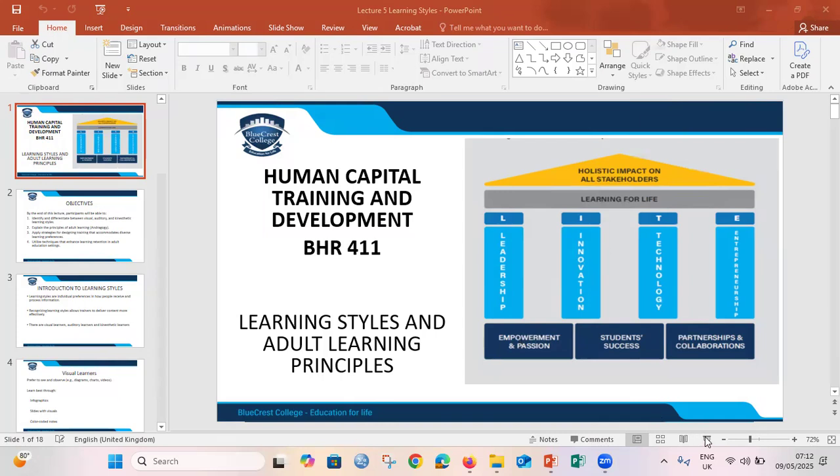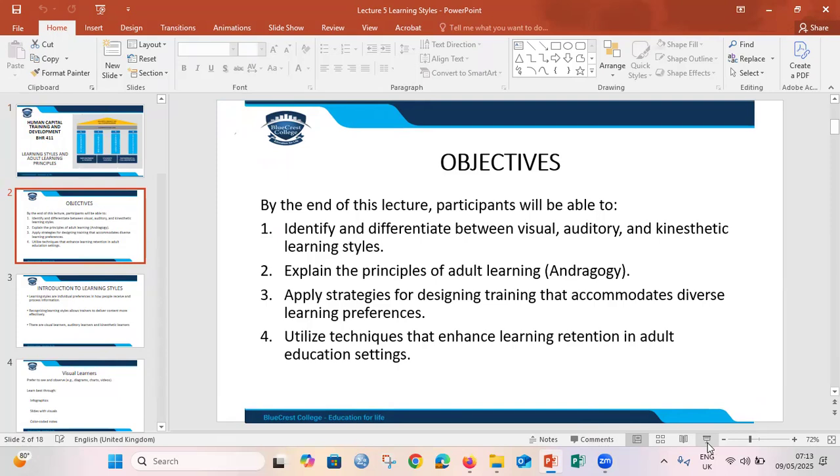We want to take a quick look at learning styles and adult learning principles. Okay, so basically, that is what we want to quickly have a look at today.